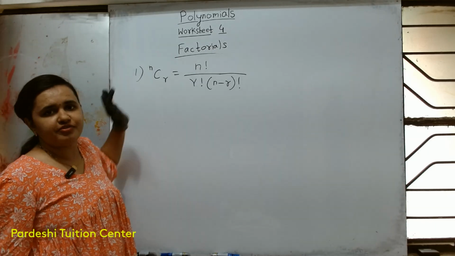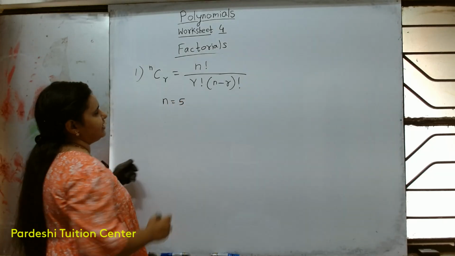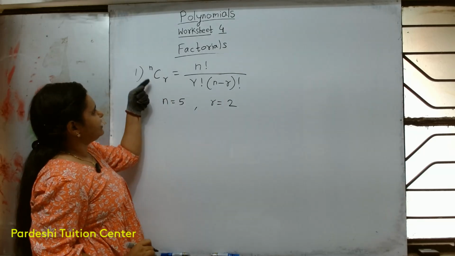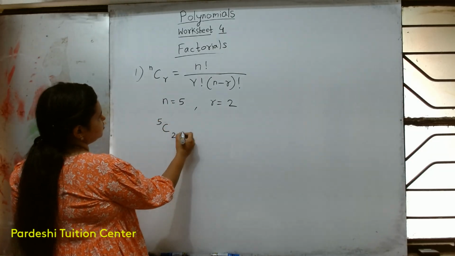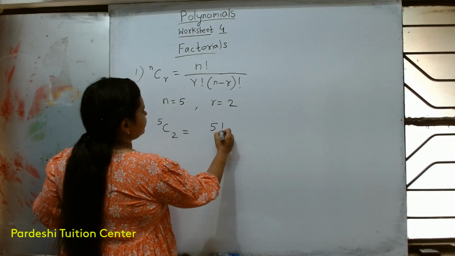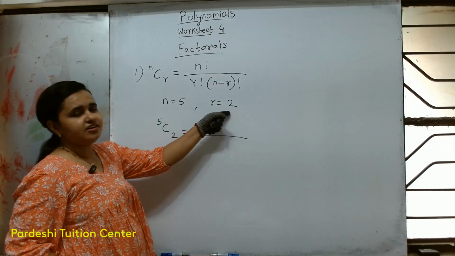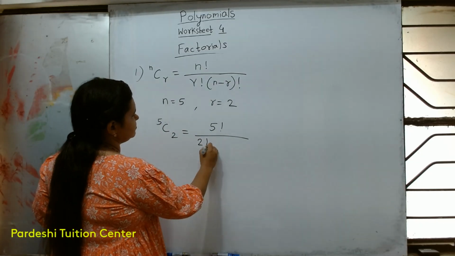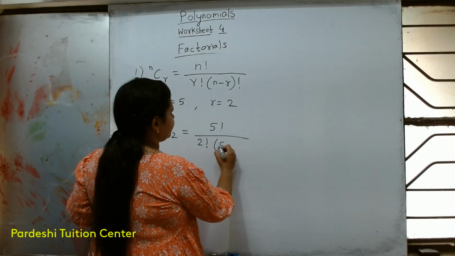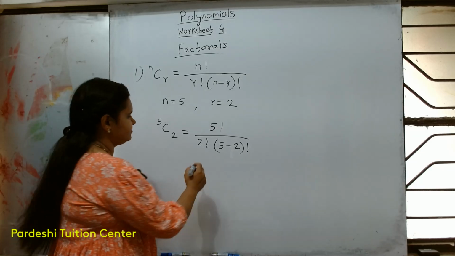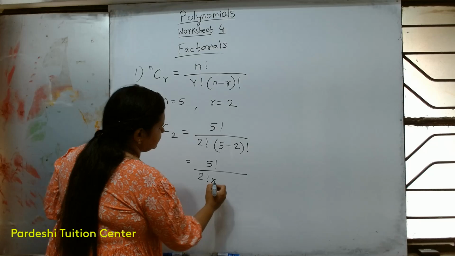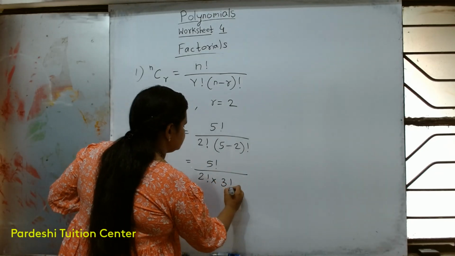If I take the value of n as 5 and the value of r as 2, let us check. It will be 5C2. Now n factorial means 5 factorial upon r factorial. What is r? It is 2, so it will be 2 factorial. Now n minus r means (5 minus 2) factorial.